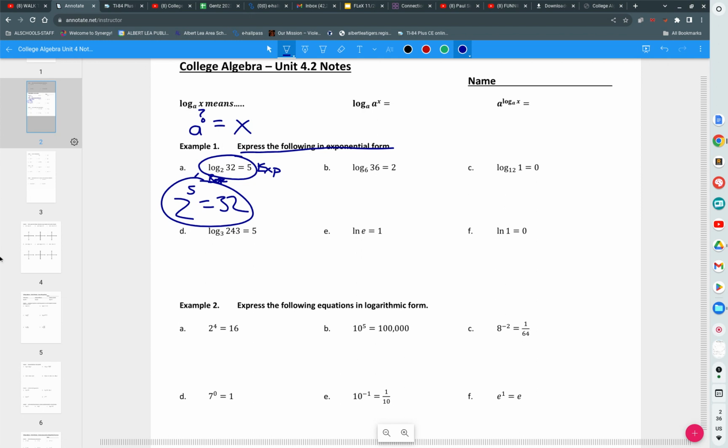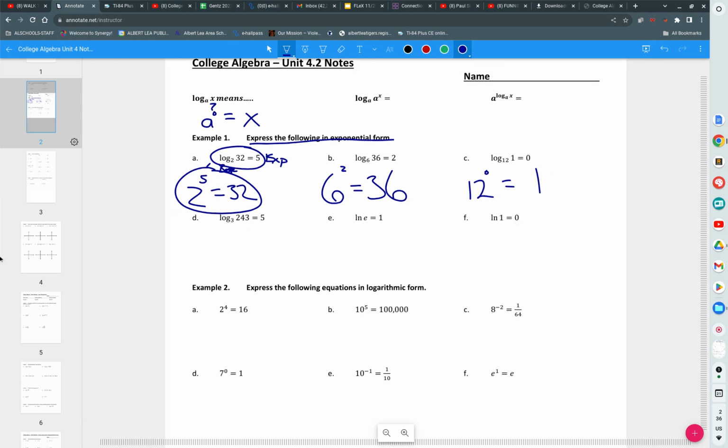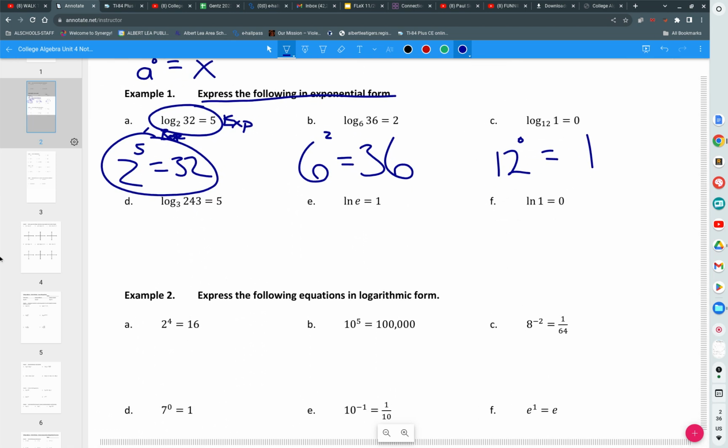Okay, what's the next one? 6 squared equals 36. Good. And after you write it, you should be able to say, oh yeah, 6 squared is 36. The next one? 12 to the 0 is equal to 1. Very good. The next one we have 3 to the 5th power is 243.